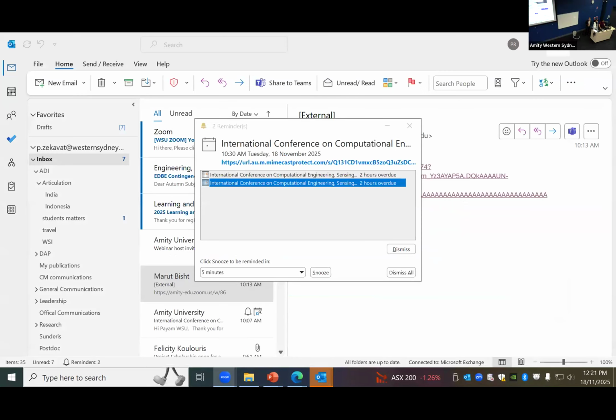What I will show you is a couple of sensors that we have used and also a couple of sensors that we have developed.